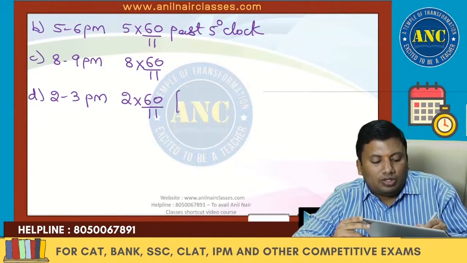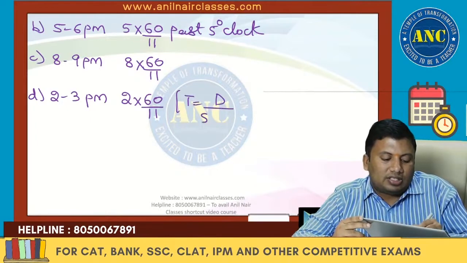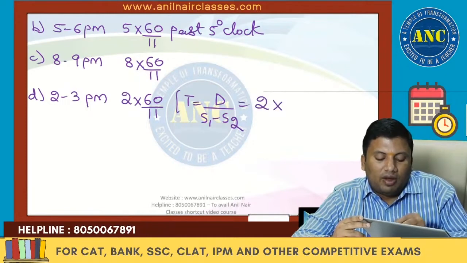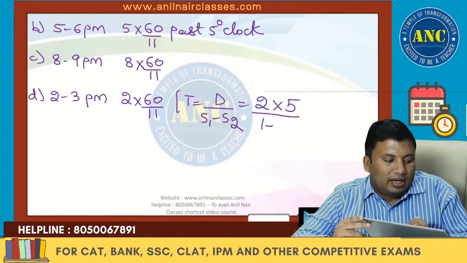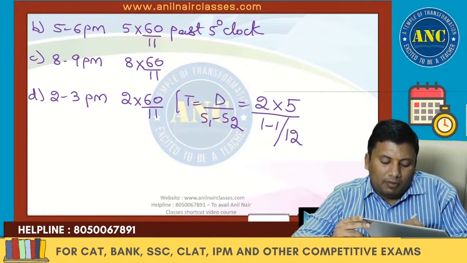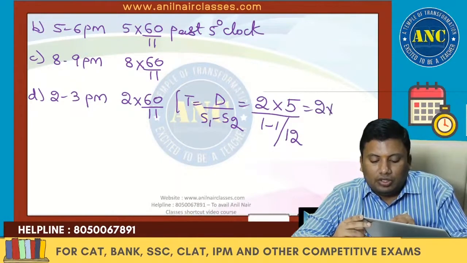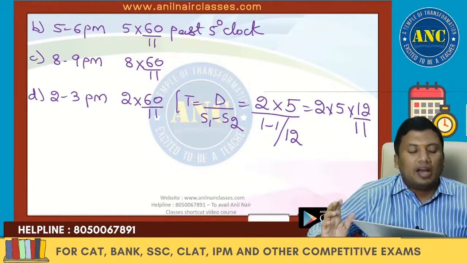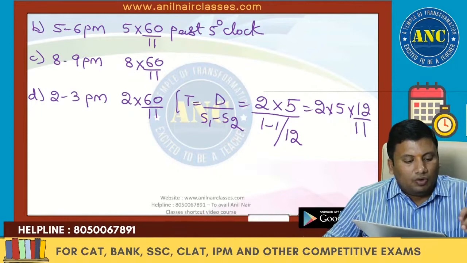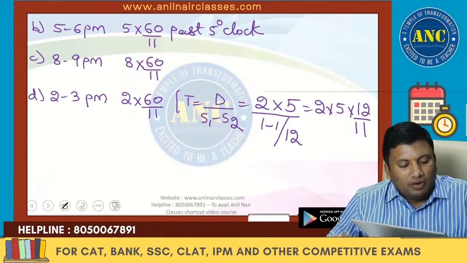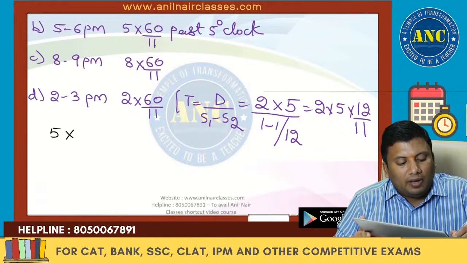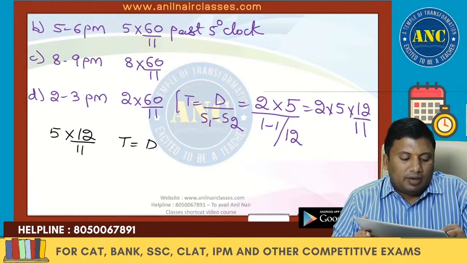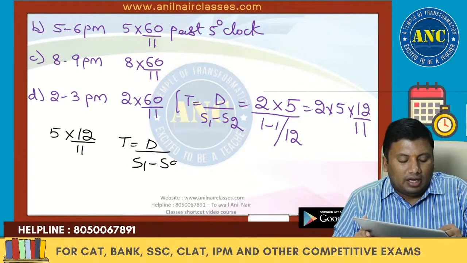Why is it 2 into 60 by 11? Time is distance by S1 minus S2. Our hand is at 2 o'clock. 1 hour is 5 divisions. So 2 into 5 divided by 1 minus 1 by 12, which is 2 into 5 into 12 by 11. I hope it is clear for you, right? From where did this 5 into 12 by 11 come into the picture? It is nothing but time equals distance by S1 minus S2.